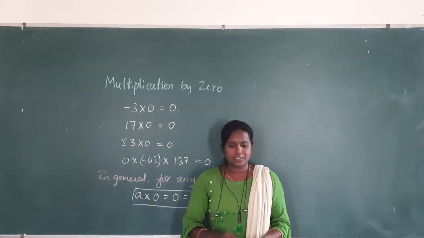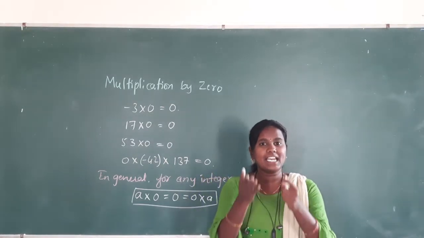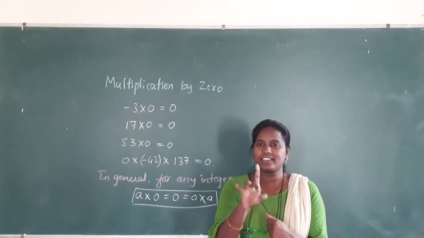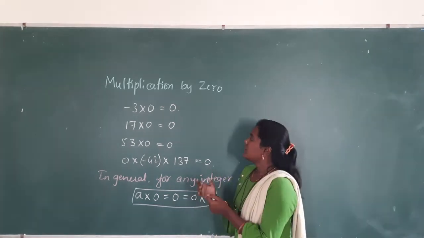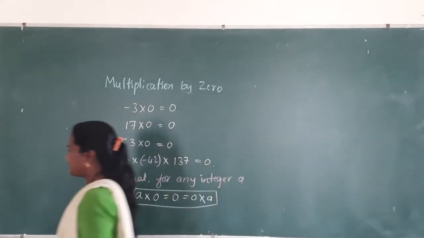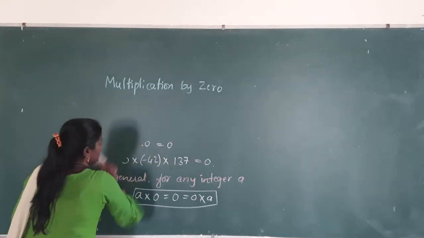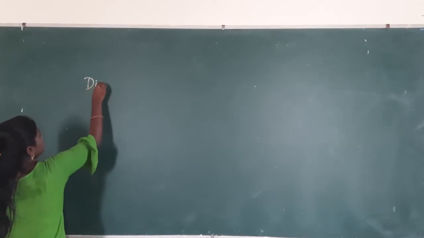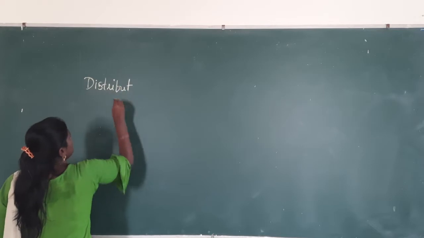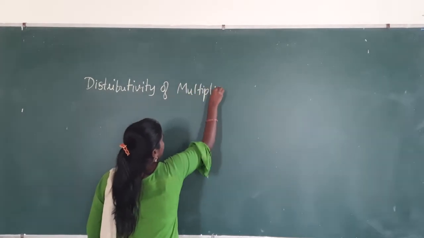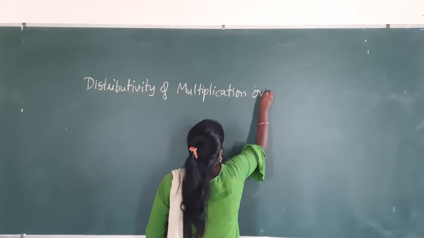We have also learned the additive identity. Which is the additive identity? 0 is the additive identity. And the multiplicative identity? Of course, it is 1. Now the last property that is left is the distributive property, the distributivity of multiplication over addition. Let us solve some problems on that.